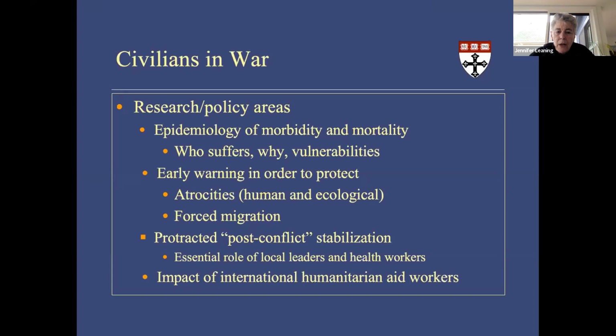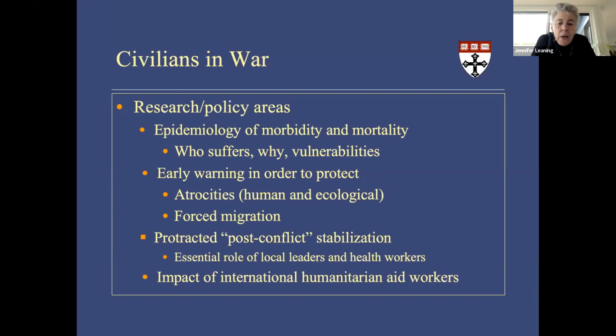We know that stabilization, which essentially tries to cease active conflict, requires local leaders and local health workers, absolutely crucial. And I think one of the points that everyone here on this panel has learned over time is that health is highly damaged and is one of the most important things to try to restore when one is thinking about bringing people back up on their feet and collectively working together to remake their country.